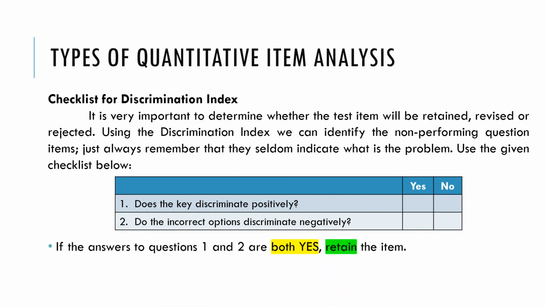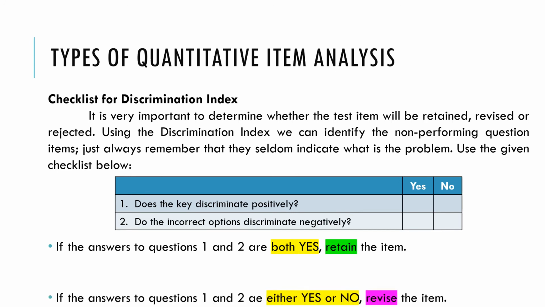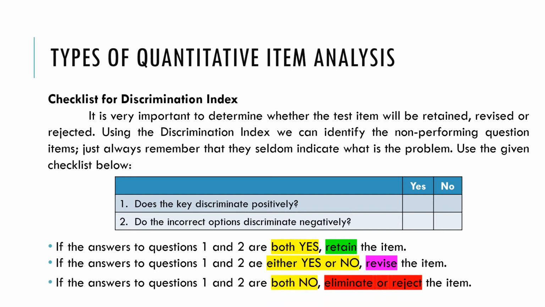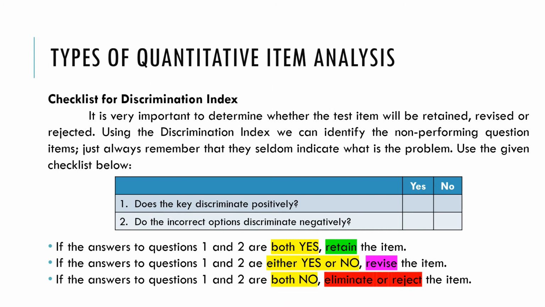If the answers to questions 1 and 2 are both yes, you have to retain the item because that is a very good item. Number 2, if the answers to questions 1 and 2 are either yes or no, we have to revise the item. If the answers to questions 1 and 2 are both no, of course, we have to eliminate or reject the item. So this checklist could help you immediately if you are to retain, revise, or reject the item.